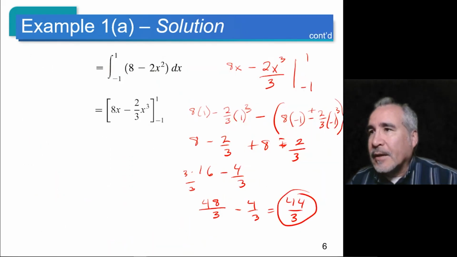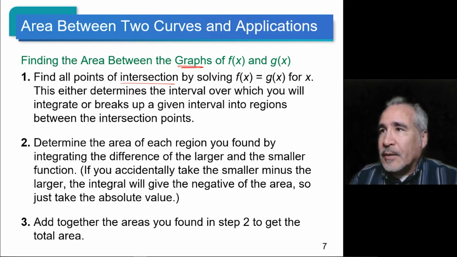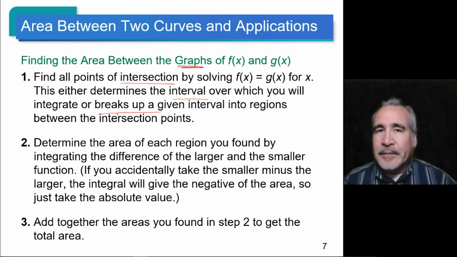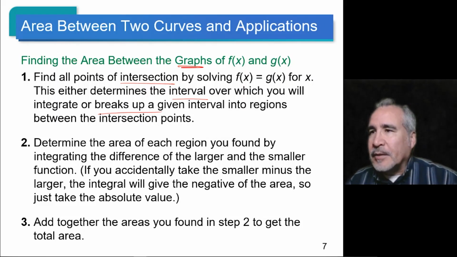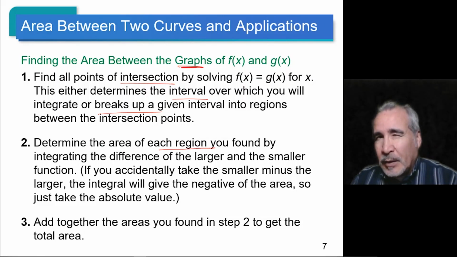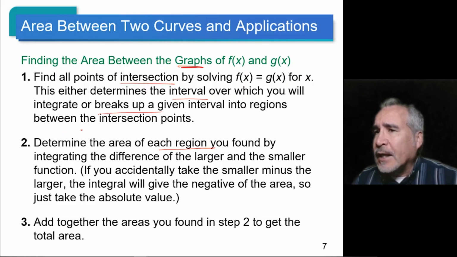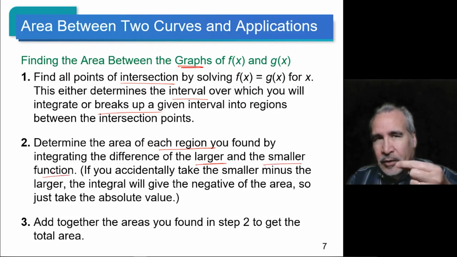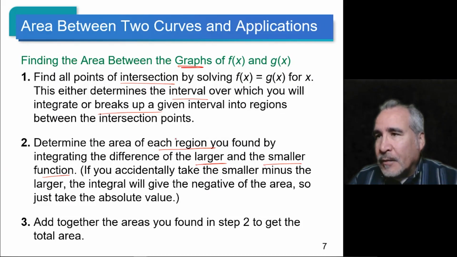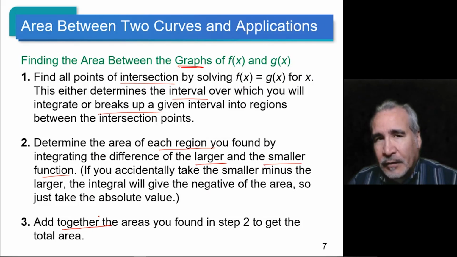Okay, we'll go through this again. So we want to find those intersections, and sometimes that's what determines the interval. Sometimes we're given the interval, and sometimes we've got to break them up into multiple intervals. We'll show you with an example. Then we determine the area of each region that we find, and we may get more than one. We'll show you an example of that. The difference of the larger and the smaller function in terms of their y values, which one's on top versus the bottom. And we may have to add those areas together if there is more than one.